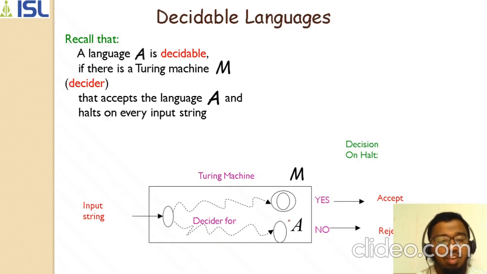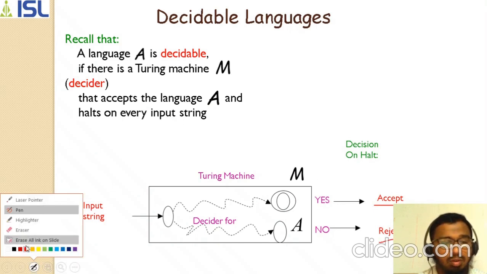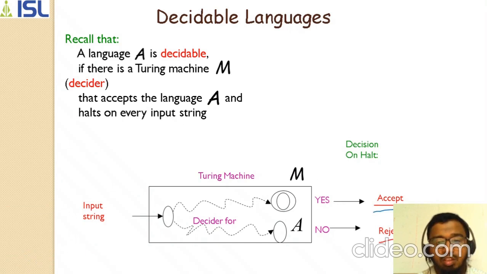So if there is a decider for a language A, then A is decidable. Yes, I have a Turing machine that accepts the language A and halts on every input string, whether the answer is yes or no. Yes means accept, no means reject, with the help of the Turing machine. So A is decidable. Like this we can make a decidable language.